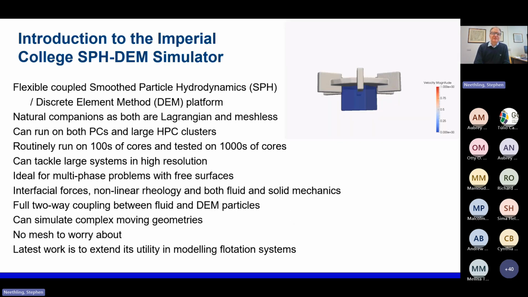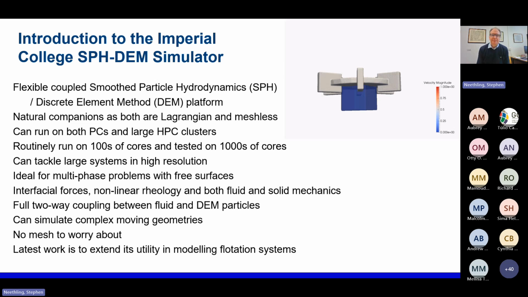And what we developed to do that is an SPH-DEM simulator. SPH is smooth particle hydrodynamics. It's a meshless method for solving fluid flow problems. You're essentially using a smoothing function to turn a set of discrete values into continuous values. And as soon as you've got continuous values, you can differentiate them, etc., and therefore use them as the basis for a discretization of pretty much any equation. So with smooth particle hydrodynamics, you're directly solving the Navier-Stokes equation or any other equation you would like to solve.